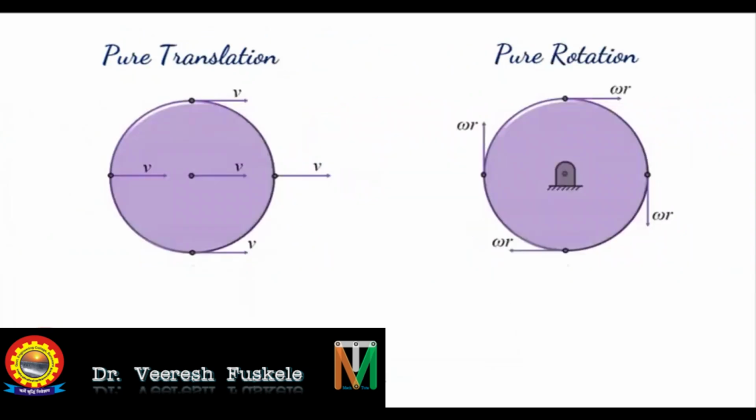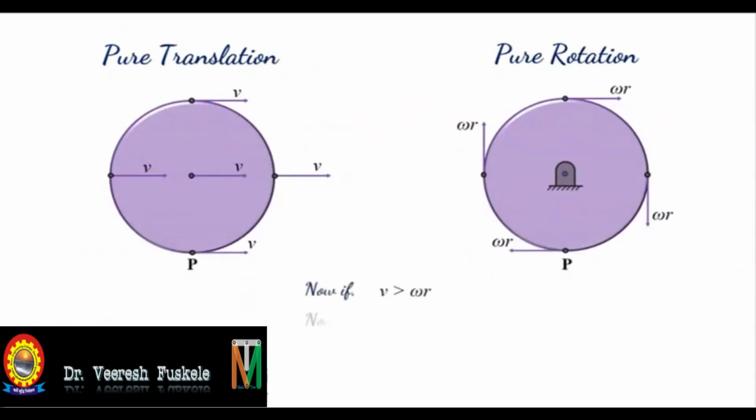Moving further, at point P, if V is greater than omega r, that means this velocity is greater than omega r, then there will be slipping in forward direction. Similarly, if V is less than omega r, that is omega r is more than V, then there will be slipping in the backward direction, right? So if the velocity V and omega r are not equal, then there will be slipping in the forward or in the backward direction, depending on which velocity is more. So this is the case of velocity analysis.